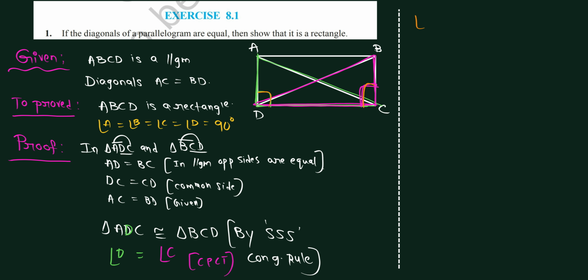Write here: angle D plus angle C equal to 180 degrees. Write down why it is 180 degrees: the sum of adjacent angles of a parallelogram is 180 degrees. Okay, so write down.